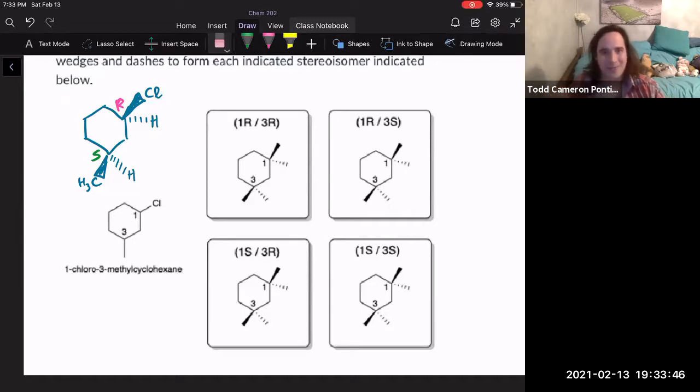The chloro group is in its R configuration. The methyl group is in the S configuration. So I just drew the 1R, 3S. Now all I'm going to do is plug this in to the one that matches. So again, the one that I drew is 1R, 3S.